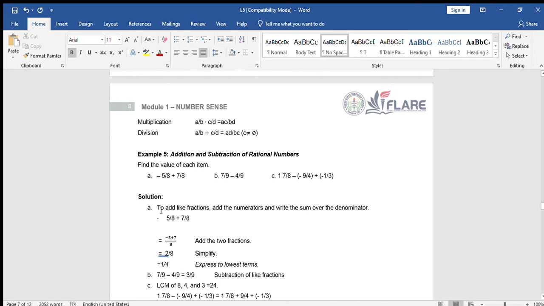So, to add like fractions, add the numerators and write the sum over the denominator. This is what we should remember. So if we have the same denominator, it's simple. You would just have to add the numerators and copy the denominator.